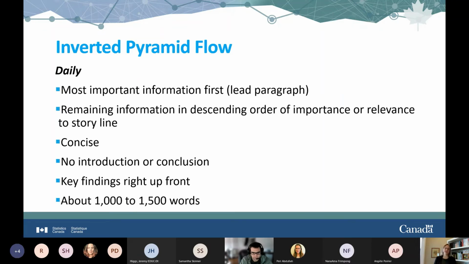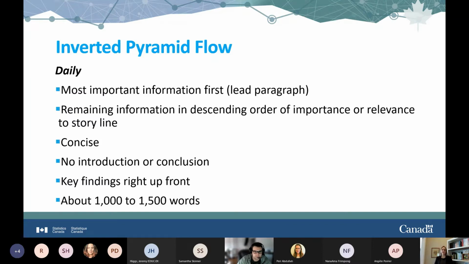Let's talk about The Daily. The Daily is what we produce every day at StatsCan. It's our way of disseminating all the research that we do. And the most important information is in that first paragraph, right? There's no introduction, there's no conclusion. You start with your key findings right up front, and then the remaining information is in descending order of importance or relevance to the storyline. So that's the idea of the inverted pyramid flow.